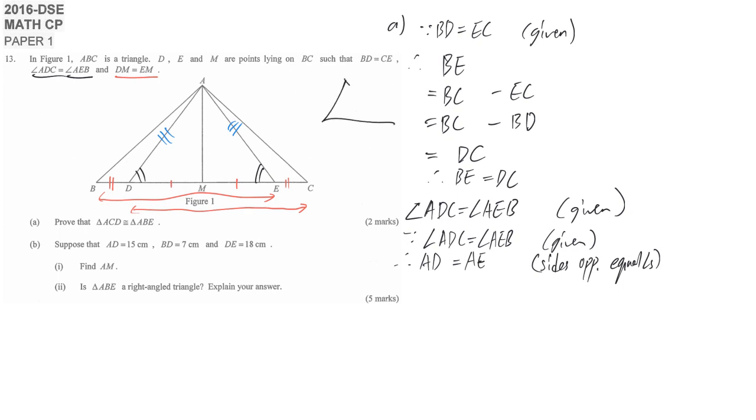I just draw one of the triangles, ACD. We have one pair of sides, two pairs of sides, and one angle between them. So we have enough evidence to make the conclusion that triangle ACD is congruent to triangle ABE. The reason is SAS, side angle side. And then we proceed to part B.